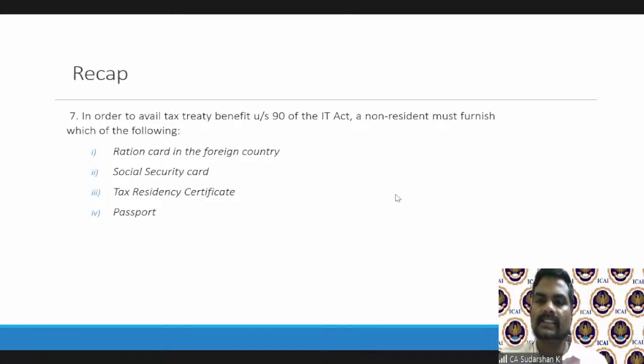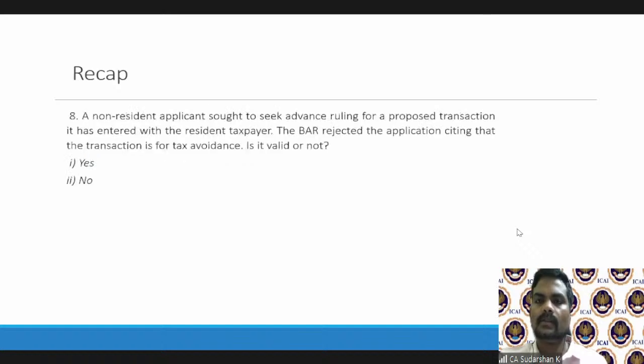Majorly, the tax residency certificate is what he needs to get from wherever he is a resident. Say I am a tax resident in the UAE, or if I am from the USA, I am a tax resident of that country. You have to get that. Wherever you are a resident, if you're a non-resident in India, you need to approach the tax administration and ask for the tax residency certificate. And they'll give you, say, Sudarshan is a tax resident of so-and-so. I'll have to produce this to the Indian payer who is going to deduct my taxes.